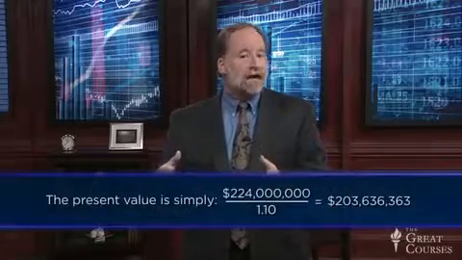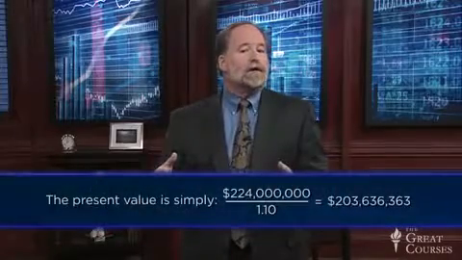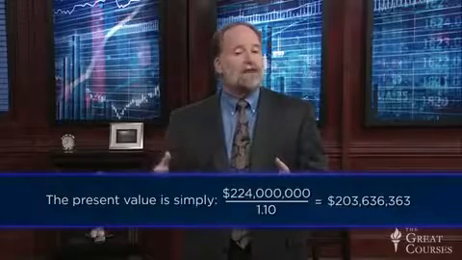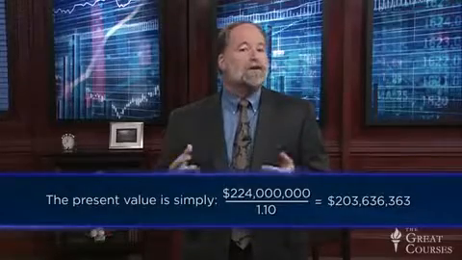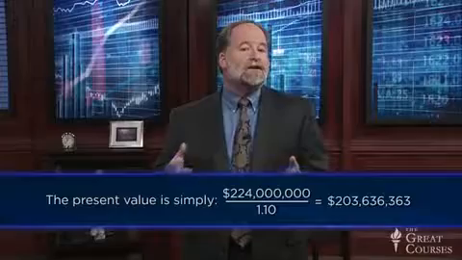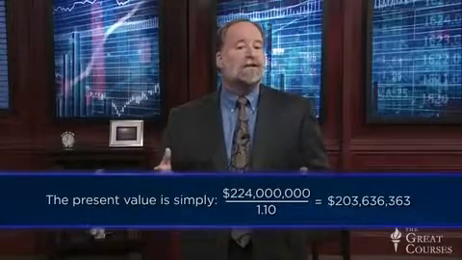Given the riskiness, we need to discount that 224 million back at what? 10%. So the present value is simply 224 million divided by 1 plus the interest rate of 10%. That equals $203,636,363.